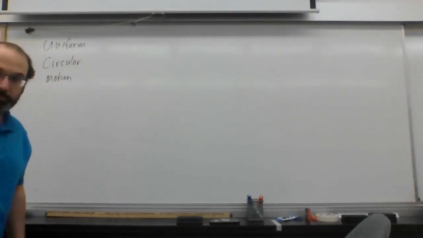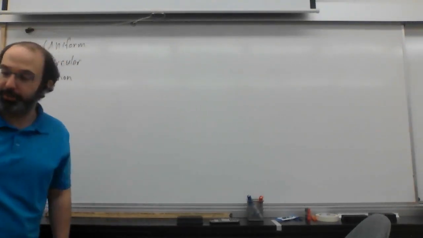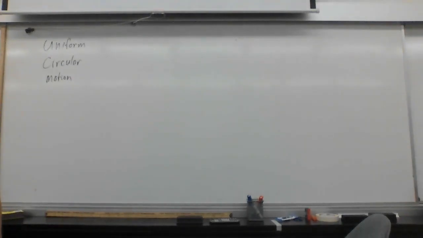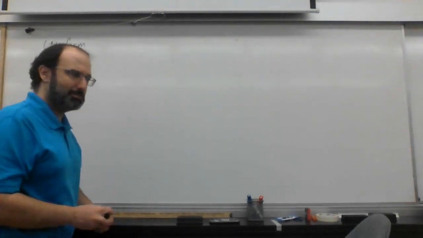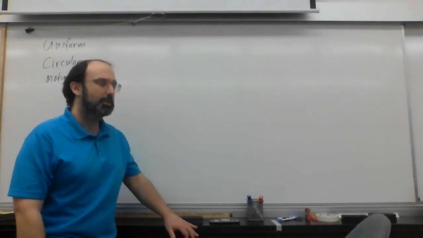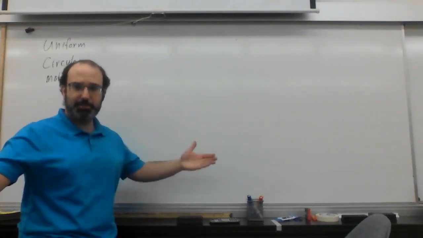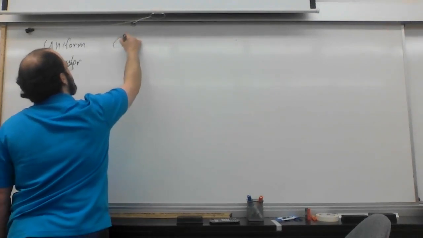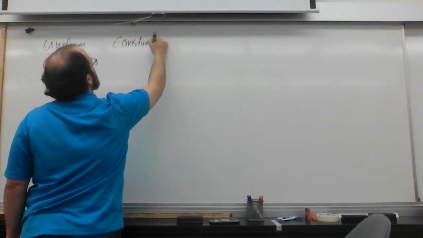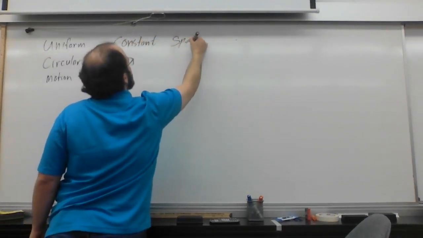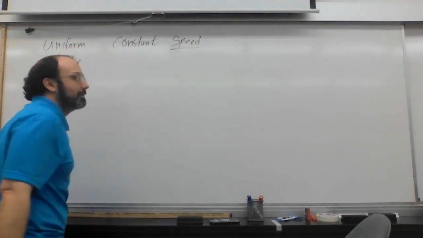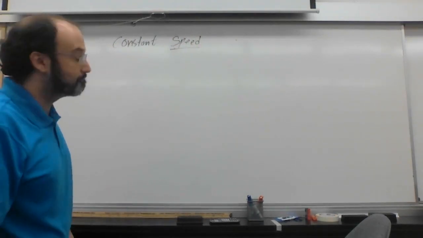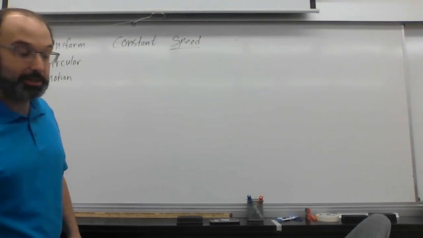Well, we know what circular motion is. It's this thing that I keep holding up. But what is uniform again? You know what uniform means. Uniform means that it's staying the same. It's not changing. So if it's not changing, that means that this thing has a constant speed. And speed is key here, as we are going to see as we go through this. So we have a constant speed.